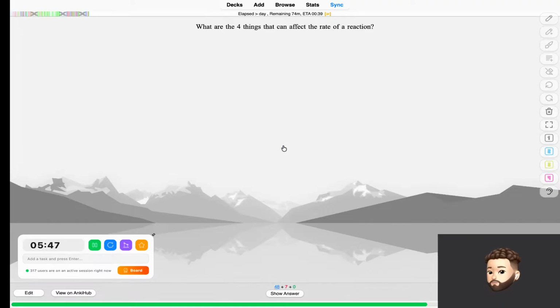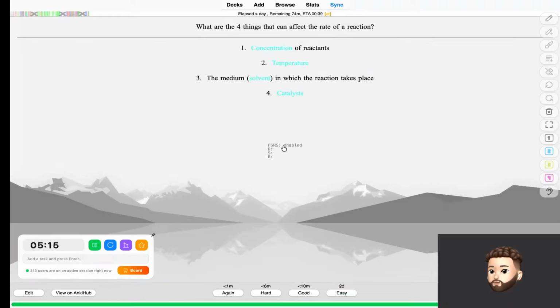What are four things that can affect the rate of a reaction? You can increase pressure, you can decrease the, what's it called? The activation energy, you can increase temperature, and I don't know anything else.